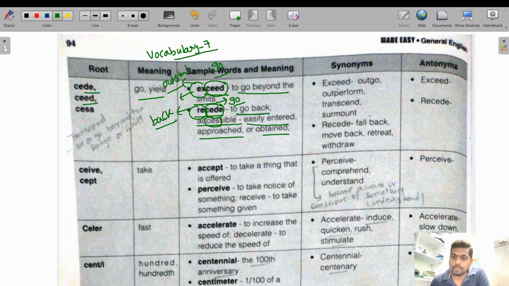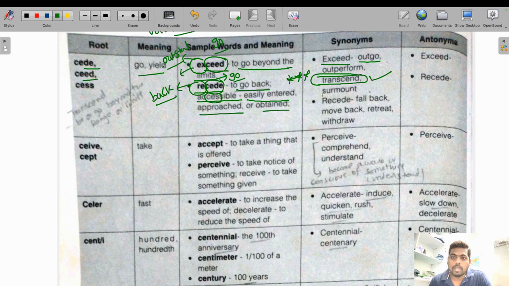Coming to the synonyms, exceed means, as I mentioned, going beyond the limits or outperform. If you perform beyond the limits, it is exceed. So exceed means outgo or outperform. Transcend is an important word, you can mark this one. Transcend means if you perform exceptionally or outgo or go beyond the limits. Surmount is also another important word. Surmount means if you go beyond the limits. Surmount and transcend are both synonyms.